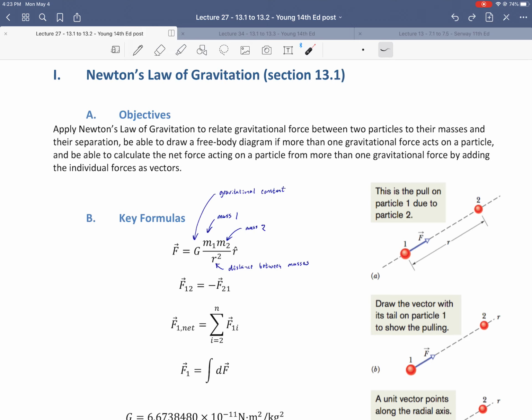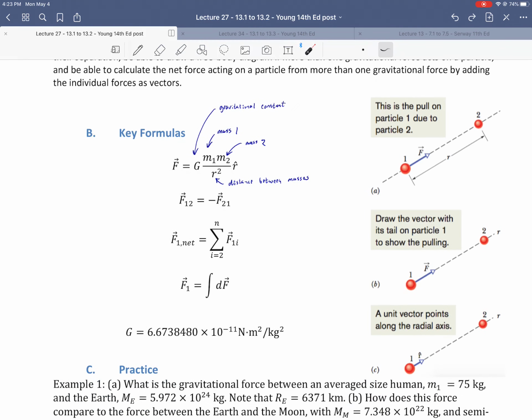So I said I'd mention the directionality. So r hat says that force points along the r axis. So remember, r hat is a unit vector, so it has length 1, thus it does not change the magnitude of G m1 m2 over r squared. It only sets the direction, and the direction has to be along this axis. Okay, so this is the r axis.